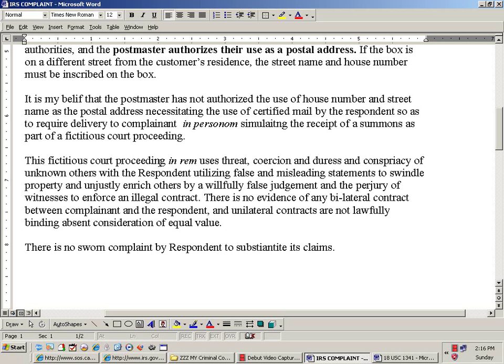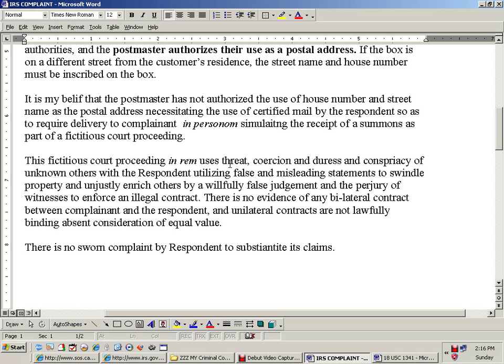In personam is when it's the normal upper and lowercase name. That's against the person, the natural person. In rem, it's against the legal person, or the name of the property, or the name of the estate, or whatever you want to call it. To me, it's an estate. So this fictitious court proceeding in rem, and why is it fictitious?